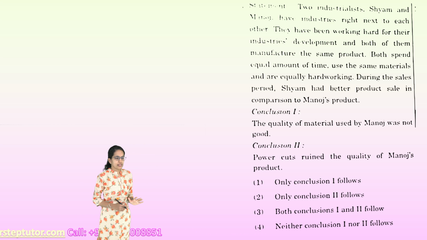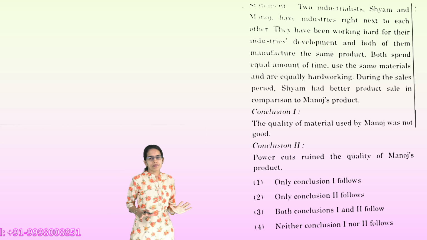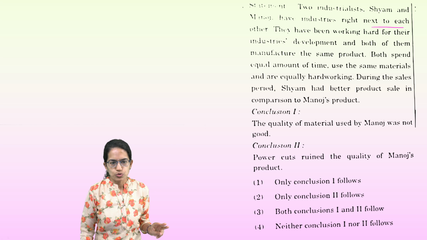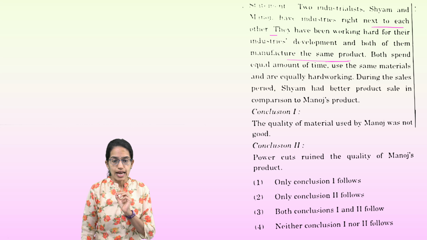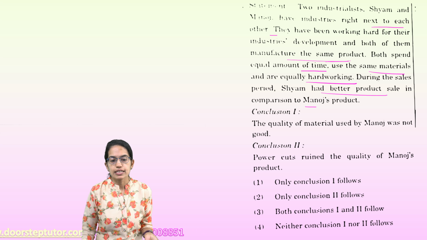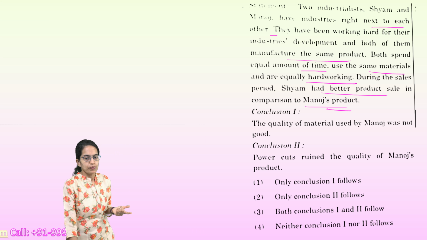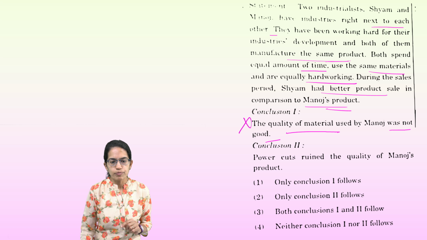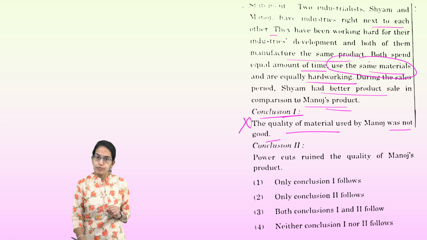Now the next question is a conclusion question. Here the statement says two industrialists, Shyam and Manoj, have industries right next to each other. They have been working hard for development and both manufacture exactly the same product with equal time, same material and equal labor. Right? But in sales we see Shyam has better sales than Manoj. What is the reason? Can we conclude that the quality of material used by Manoj was not good? No, because it is saying they use the same material. So this conclusion automatically becomes incorrect.